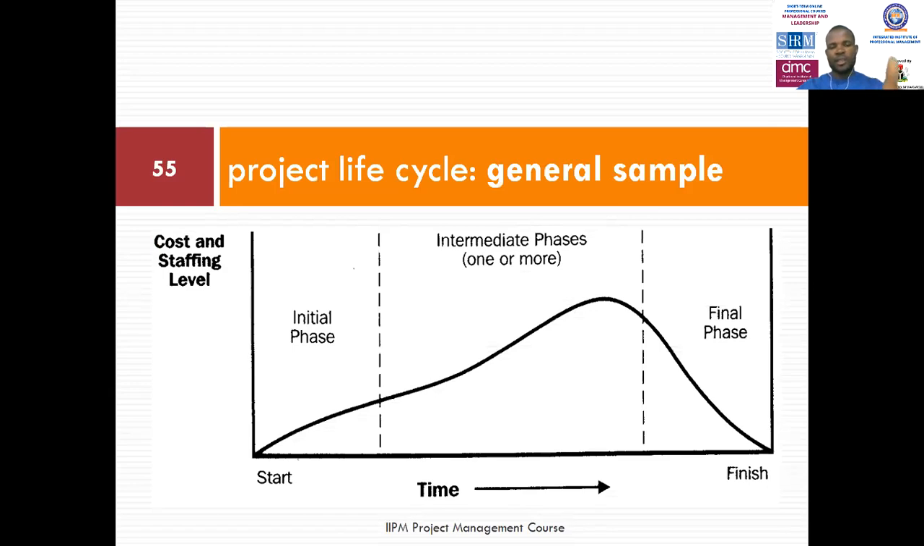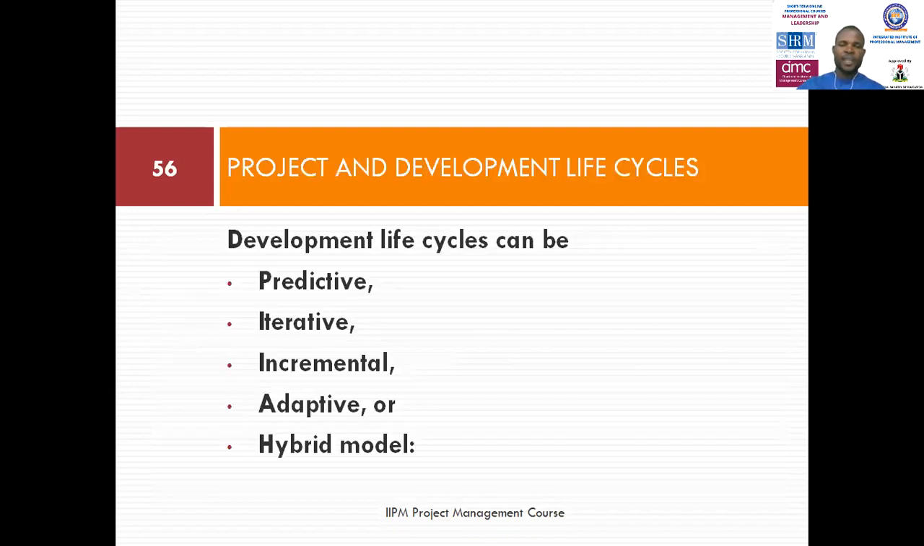So at the initiation phase, costing and staffing are low. And then as we progress, it moves and then begins to die down at the final phase, or the closure phase. Then we also looked at the project and development life cycles, where we looked at the predictive, iterative, incremental, adaptive, or the hybrid model.